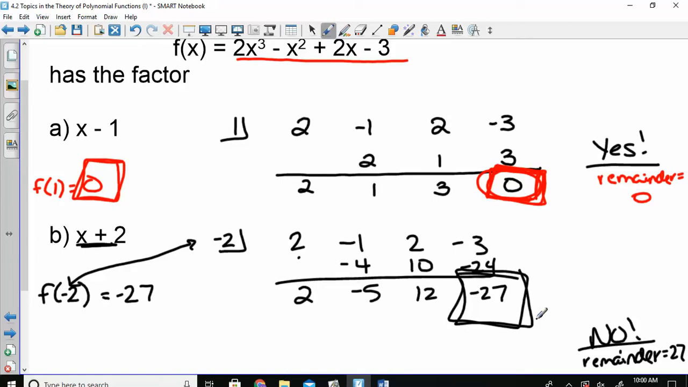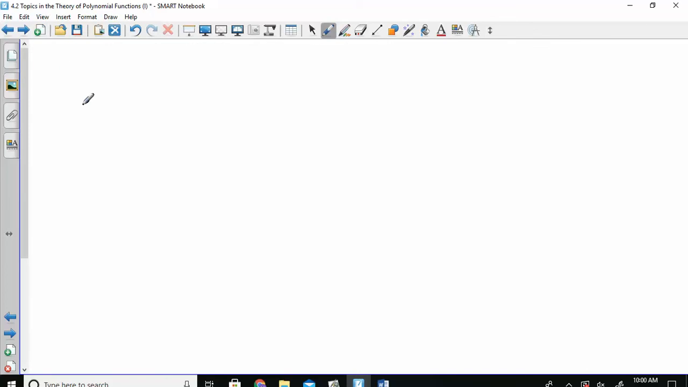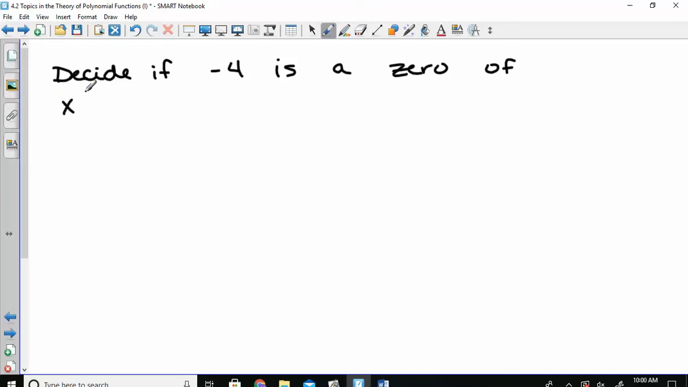I could ask the problem different ways. I might say, decide if negative 4 is a 0 of x to the 5th plus 12x squared minus 20. Okay, so you'll notice I didn't give it to you like a division problem. I just gave you the 0.